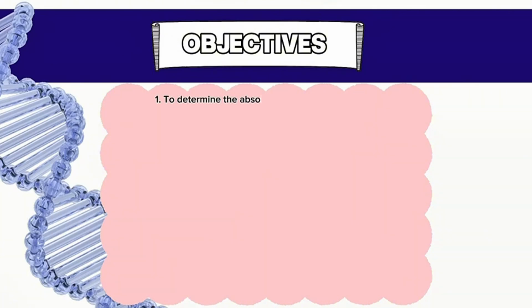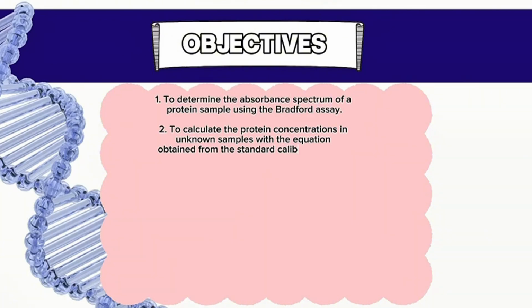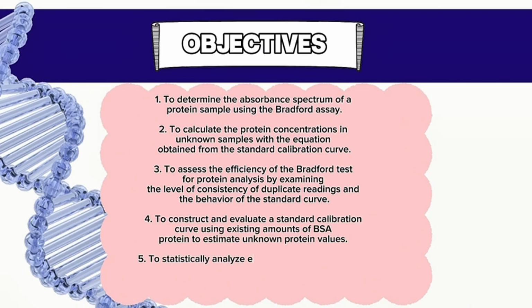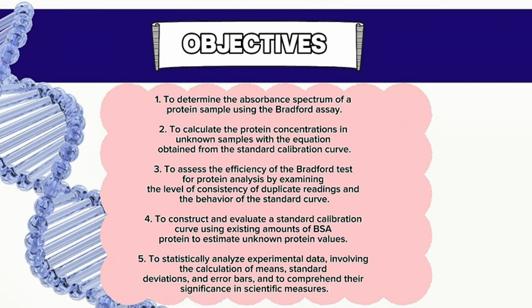Objective: Number 1, to determine the absorbance spectrum of a protein sample using the Bradford assay. Number 2, to calculate the protein concentration in an unknown sample with the equation obtained from the standard calibration curve. Number 3, to assess the efficiency of the Bradford test for protein analysis by examining the level of consistency of duplicate reading and the behavior of the standard curve.